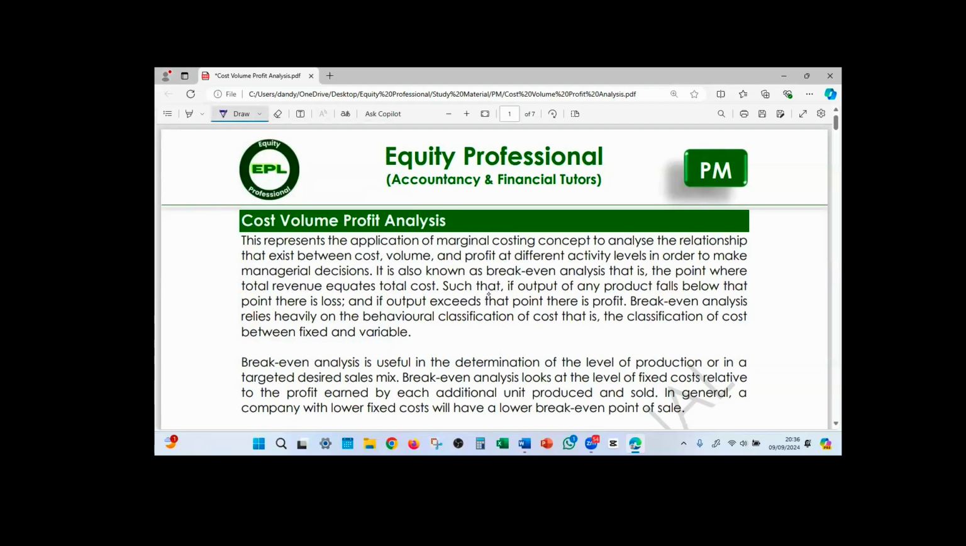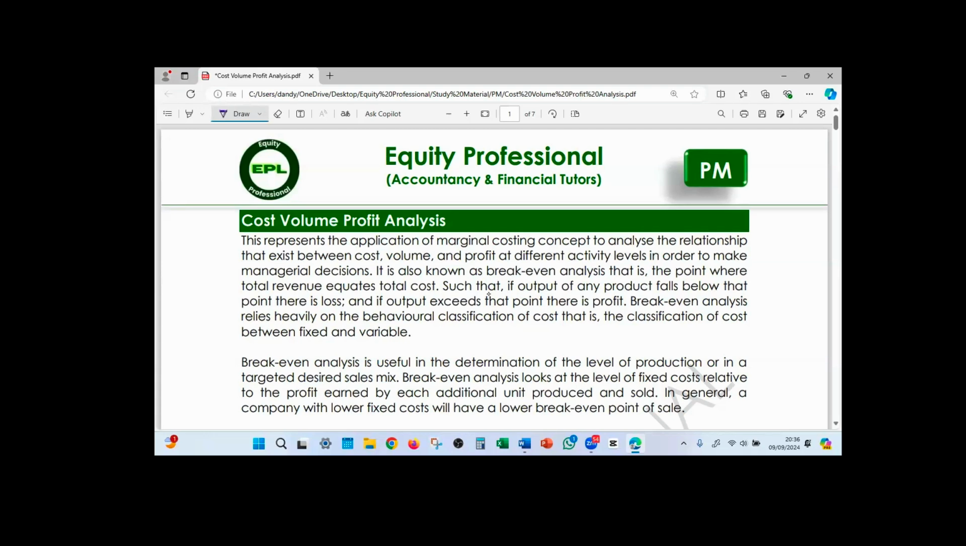One is to determine the units required for a company to break even. When a company wants to break even, that simply means the company is expected not to make profits or to make loss. That is break even. Your total revenue will be equal to your total cost.